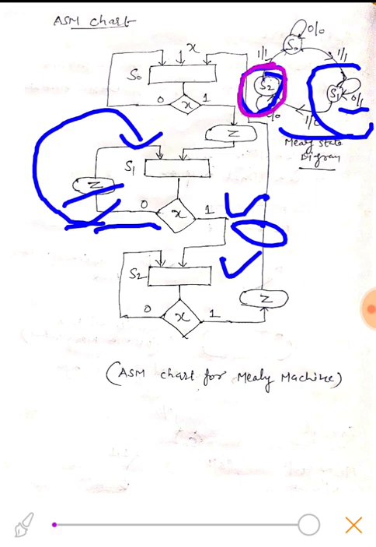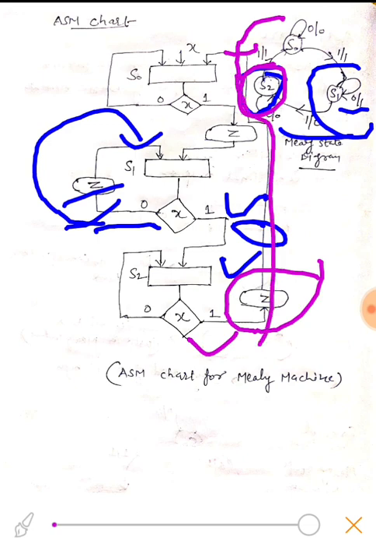Okay, now if it is in state 2 and the input is 1, we can see the output is 1 also. So we will use a conditional output box, and it will transit to state S0. And if x is 0, then it will remain in S2. So this is how we can make our ASM chart using the Mealy state diagram.